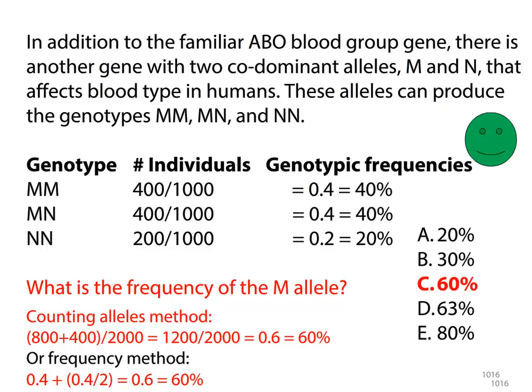The other thing you can do, given the fact that the genotypic frequencies are calculated for you, is take 0.4, the big M frequency, plus half of 0.4, which is 0.4 divided by 2, because that's the heterozygotes. And then you just add those up, and that also gives you 60%.